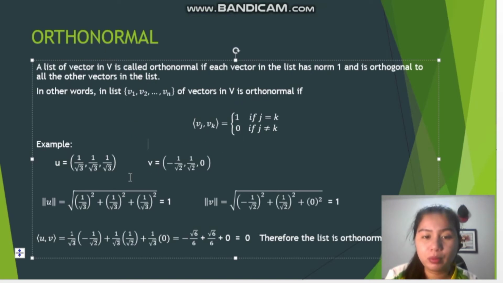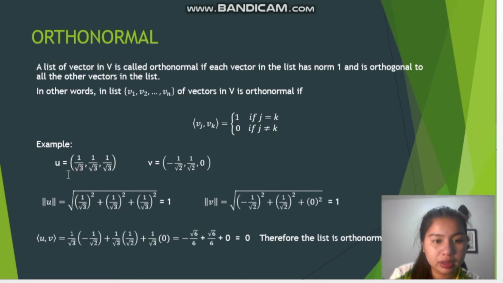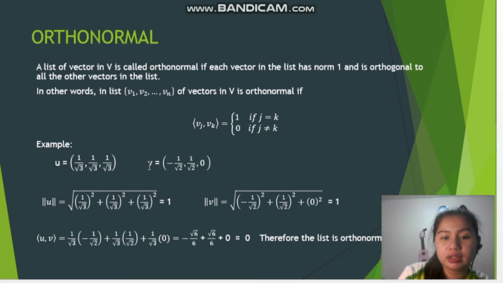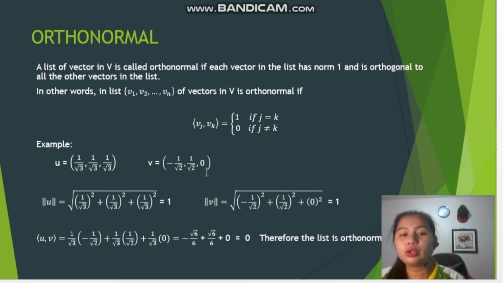So, for example, I have here U, which contains elements 1 over square root of 3, 1 over square root of 3, 1 over square root of 3. And then we have vector V, which contains elements negative 1 over square root of 2, 1 over square root of 2, and then 0. So, check natin kung ito ay orthonormal.